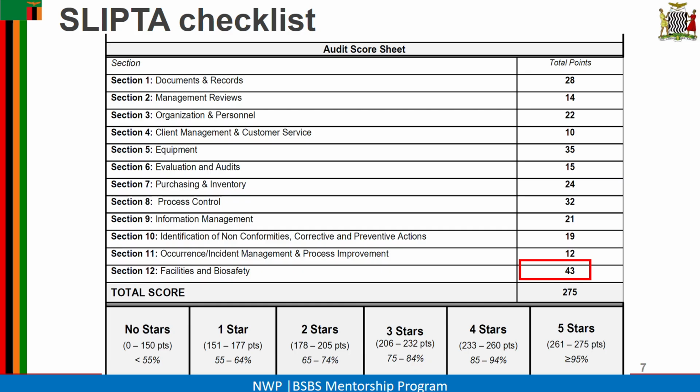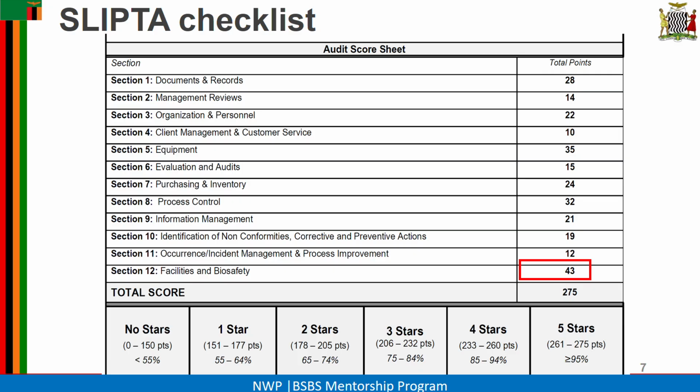So you can get starred. So it uses a star type of grading, where if you score below 55%, you get no stars. If you get between 55 and 64%, you get 1 star. Then 65 to 74, you get 2 stars. Then between 75 and 84, that's 3 stars.